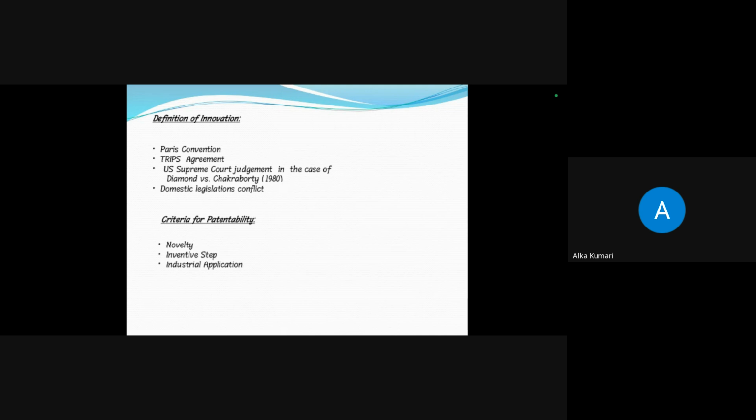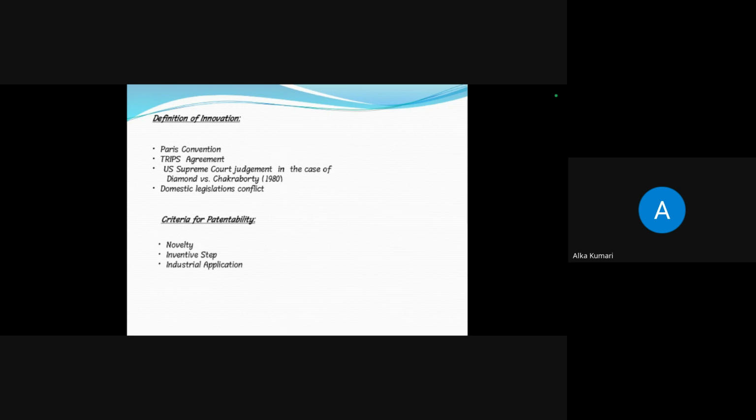The TRIPS Agreement says that patents shall be available for any invention, whether products or processes, in all fields of technology, provided that they are new, involve an inventive step, and are capable of industrial application. So according to the TRIPS Agreement, three essential features are given. For any invention, it must be new, it must involve an inventive step, and third, it must be capable of industrial application.